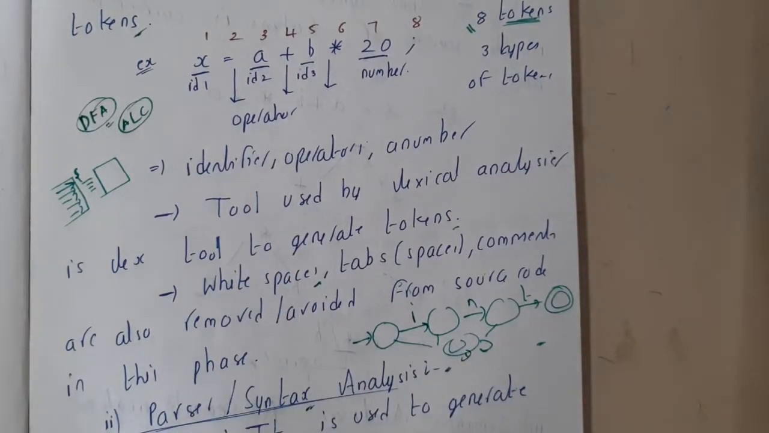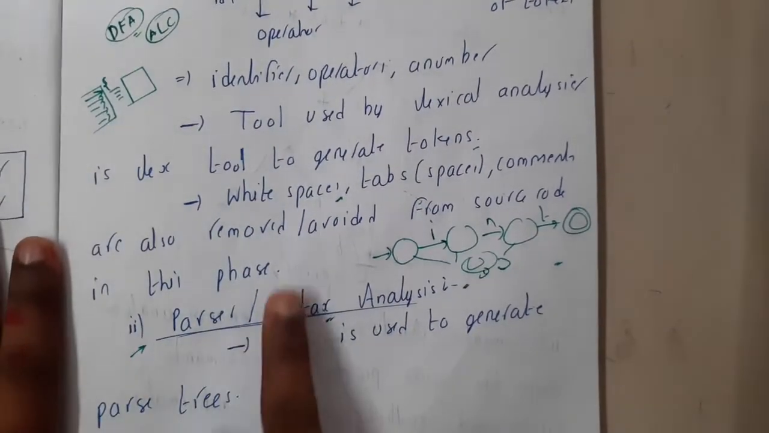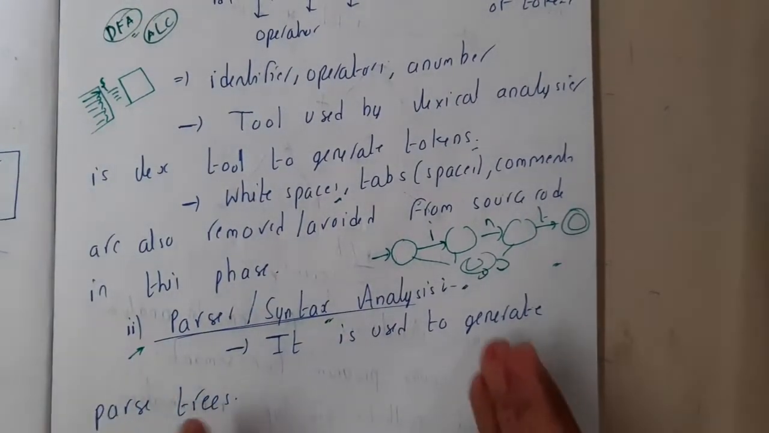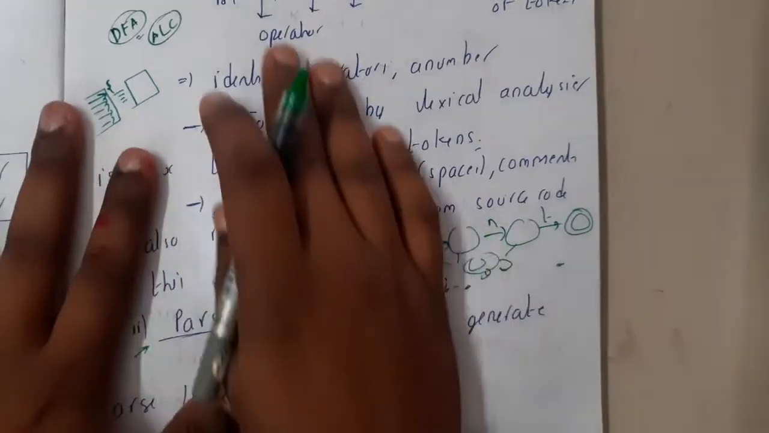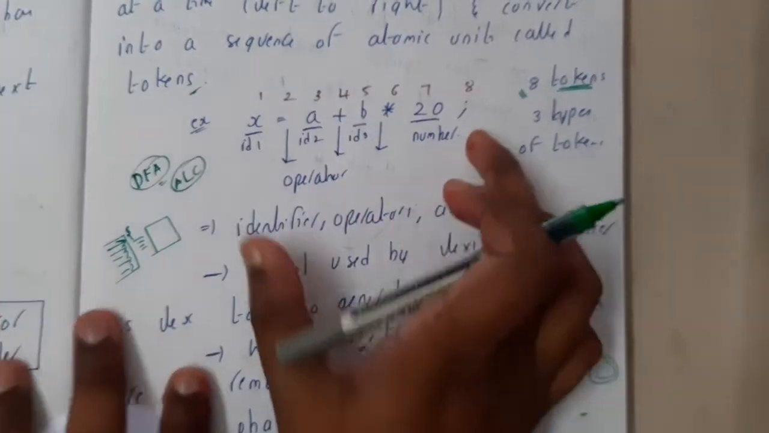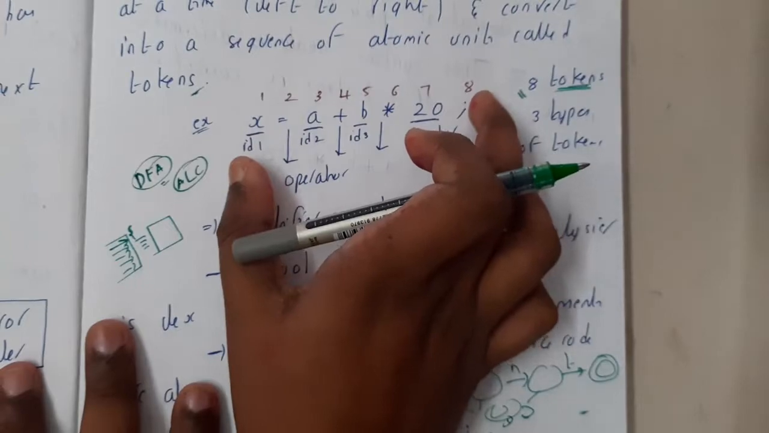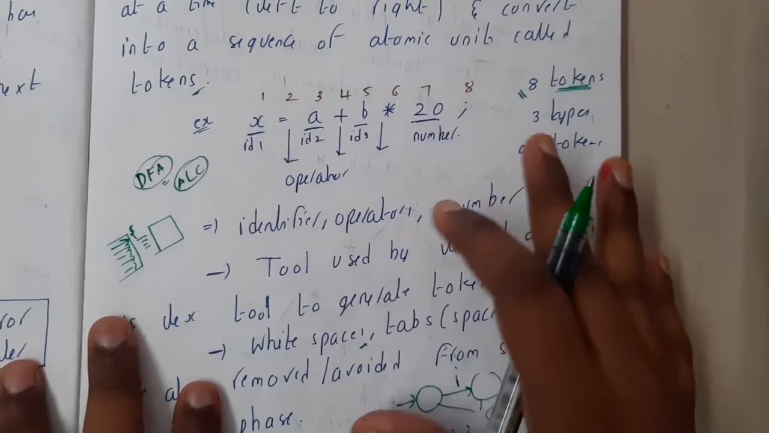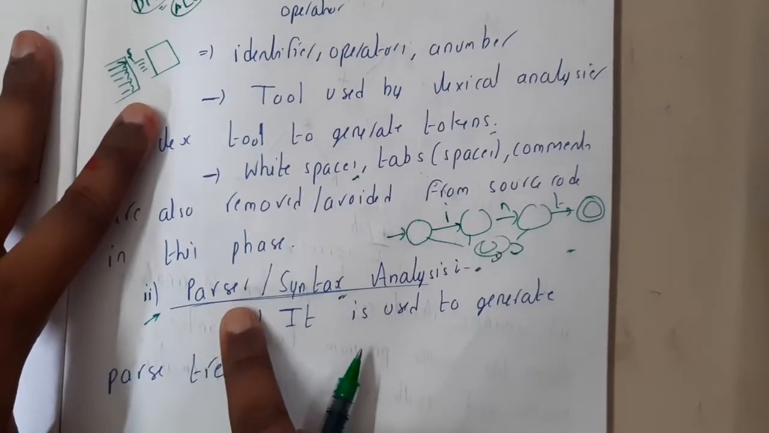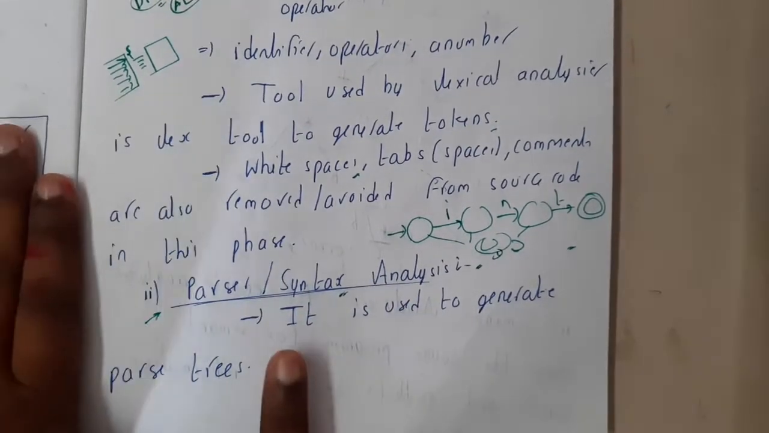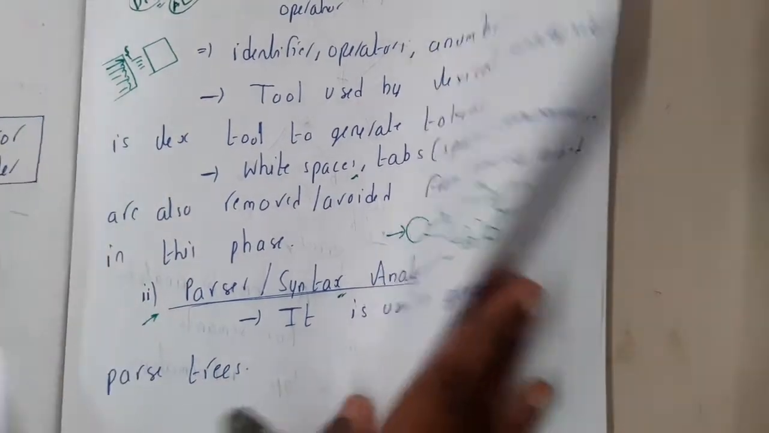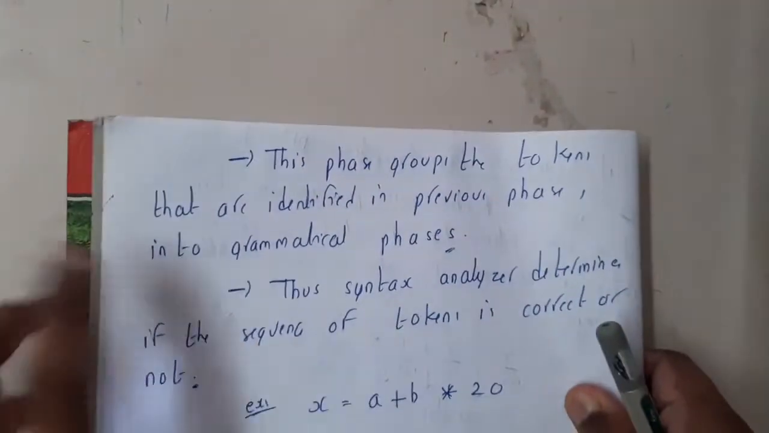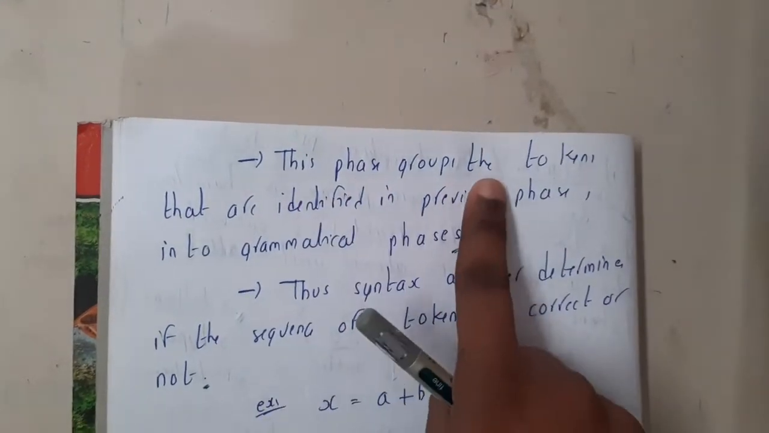Now let us go to the second phase, that is the parser or syntax analysis. Here we have these expressions, and we convert these expressions into graphs. To be clear, using some grammar, we are going to convert them into parse trees. It is used to generate parse trees. Please concentrate, guys. This phase groups the tokens.